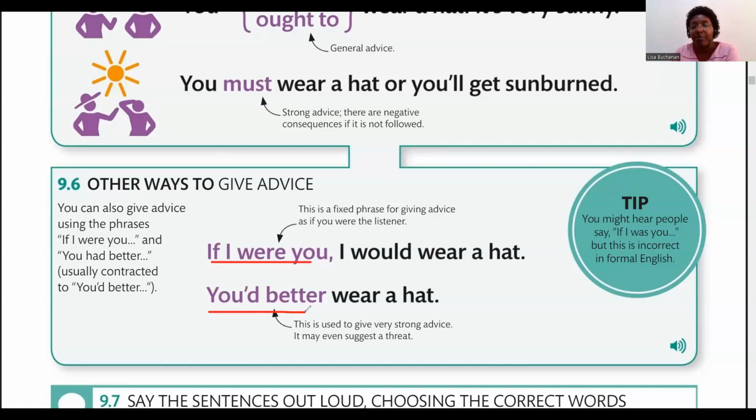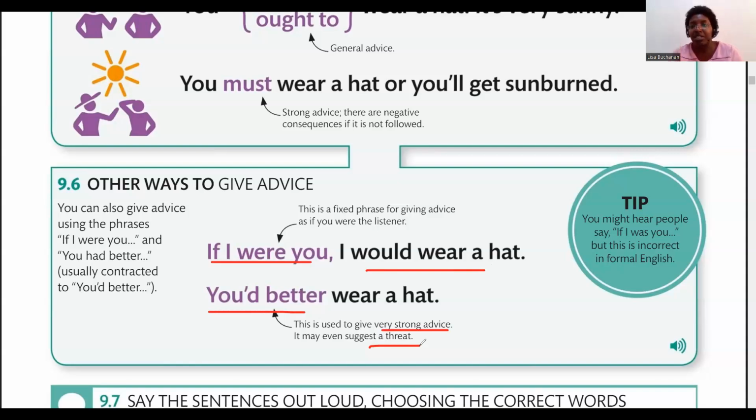So let's look at the first example. If I were you, I would wear a hat. The second one is very strong. It may even be threatening. You'd better wear a hat. Very strong suggestion.